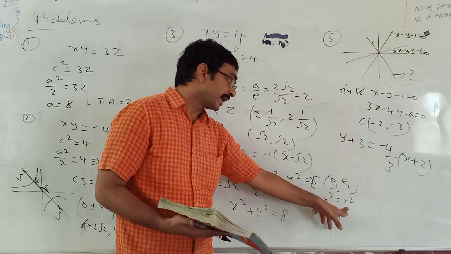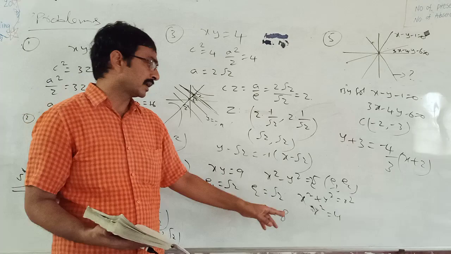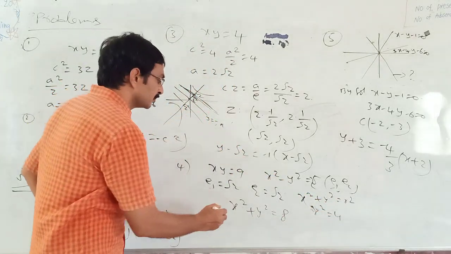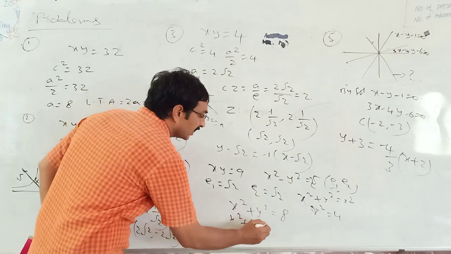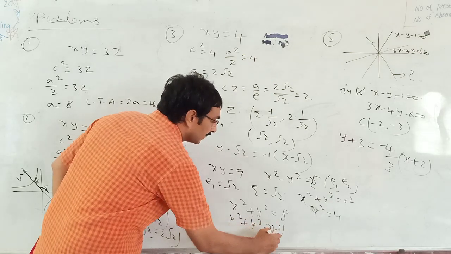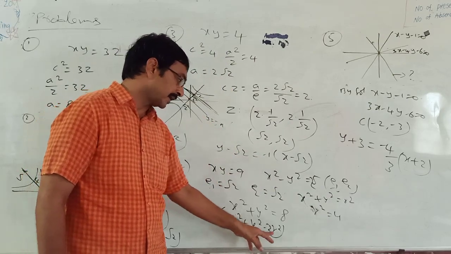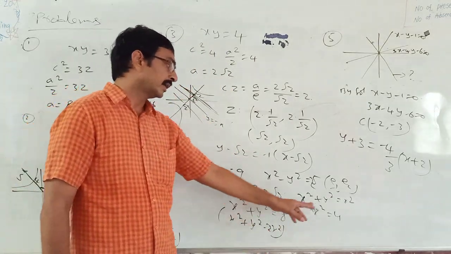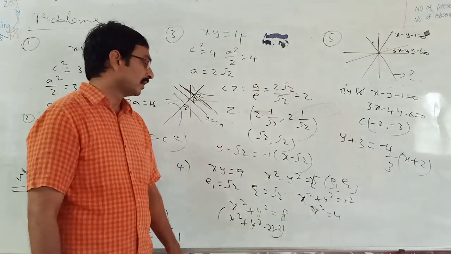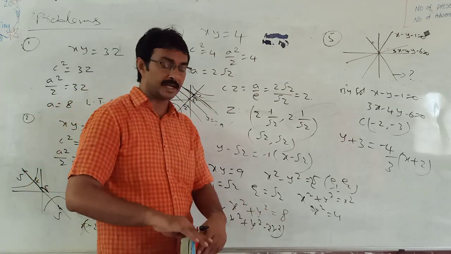Now required is the radius of the director circle of this one. The formula for the director circle of x square plus y square equal to r square is x square plus y square equal to 2r square. We have seen this one in the circles topic. Therefore, the director circle of the given circle is x square plus y square equal to 8. Now required is the radius of this one. Clearly, the radius of this one is root 8.